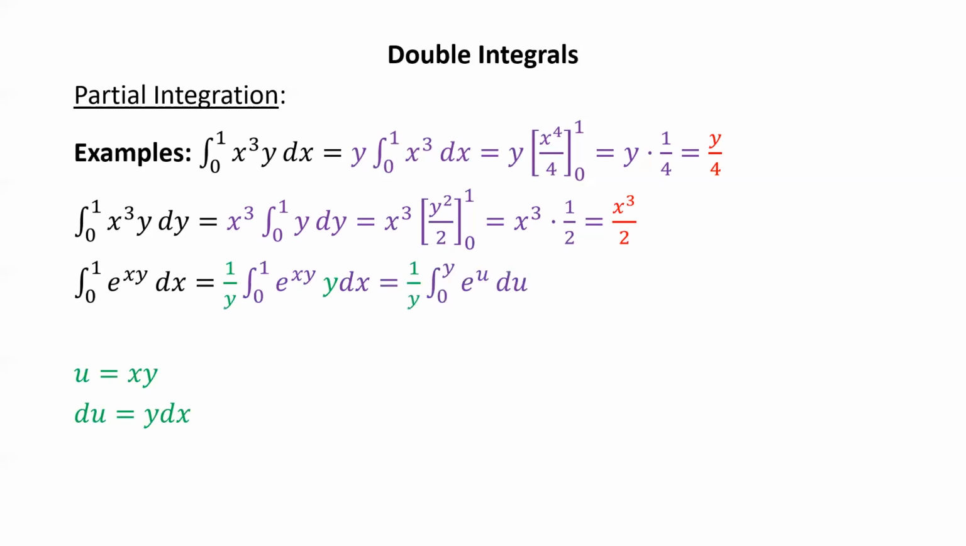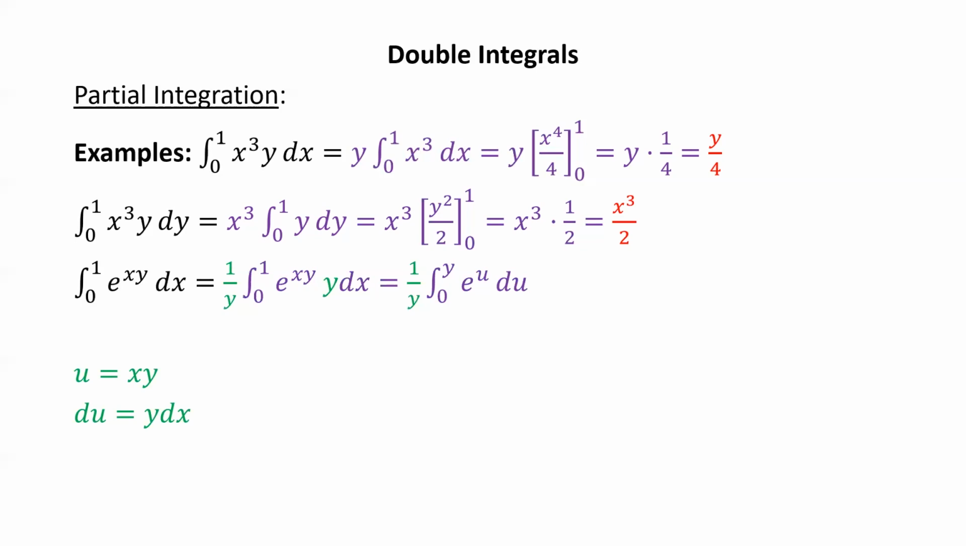We can now make the substitution. In place of xy, we put u. In place of y dx, we put du. And notice that when x is equal to 0, u is 0 times y, which is also 0. That gives us the lower limit of the integral. And when x is equal to 1, u is equal to 1 times y, or y. That gives us the upper limit of the integral.